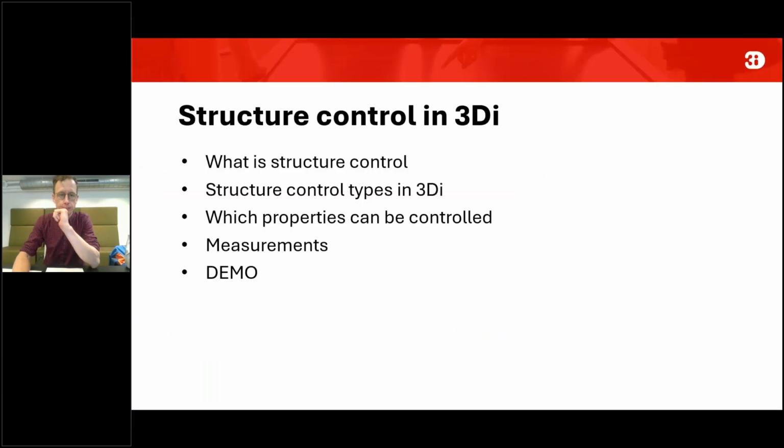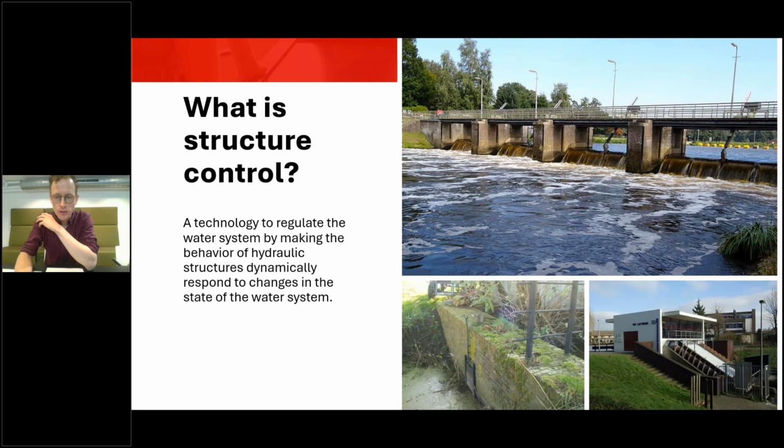All right. So what I will discuss before we go to the demo is what is structure control, what kind of structure control is available in 3DI, which properties can be controlled, which variables can be measured, and how does this work. Well, structure control very generally is a technology to regulate the water system by making the behavior of hydraulic structures respond to changes in the water state of the water system.